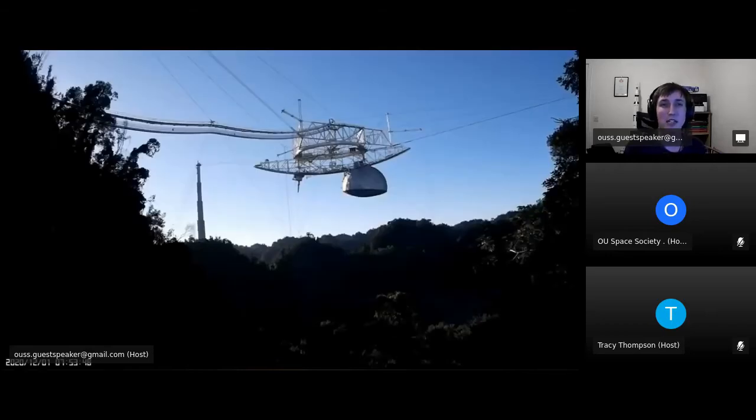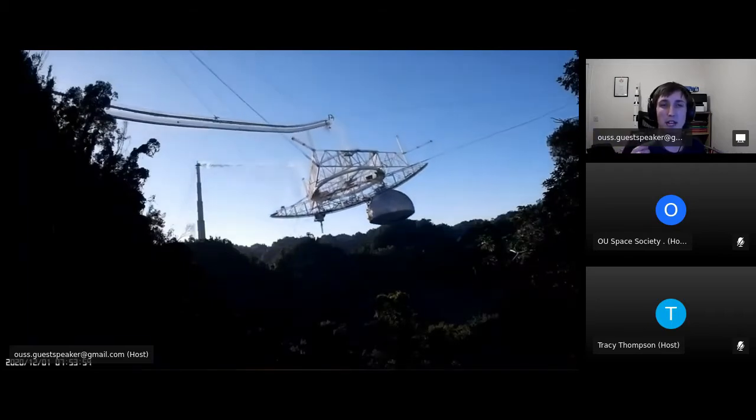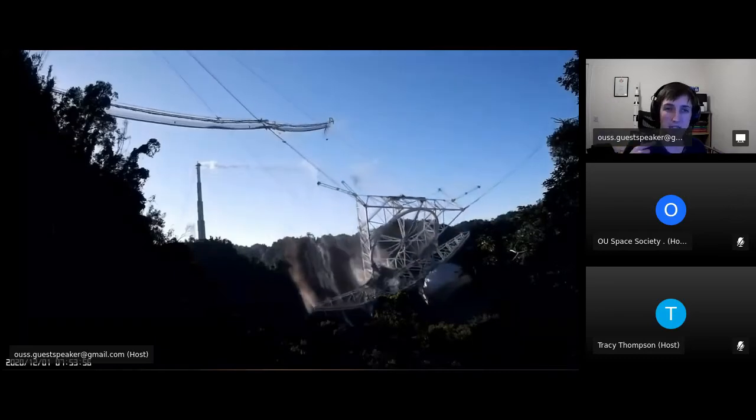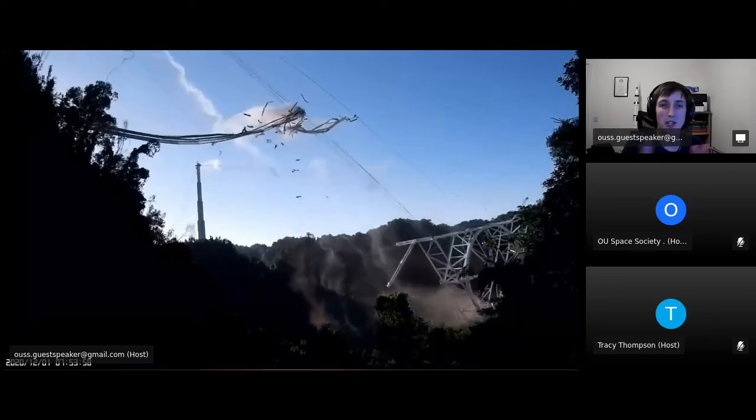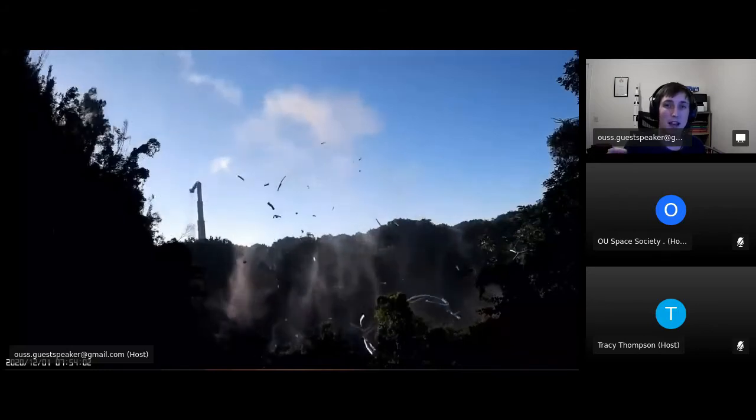So what we do is we send out pulses of radio waves and measure how they reflect off of the asteroid, both in terms of how long it takes them to get back, and how much their frequency changes. And we call this delayed Doppler imaging.